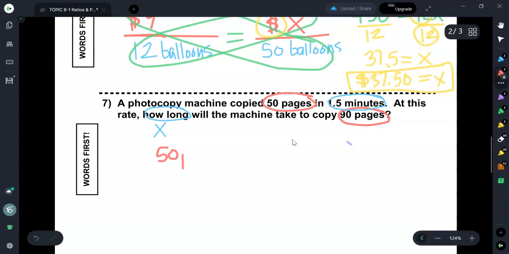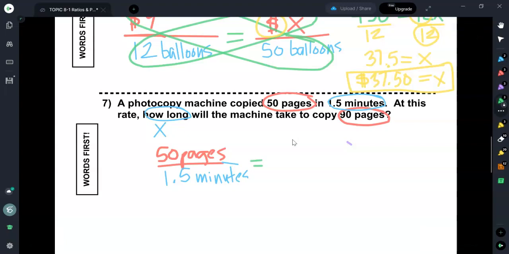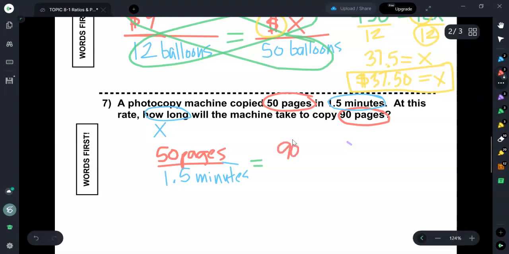50 pages. I wish my kids would quit yelling. I'm so sorry. 50 pages took 1.5 minutes, right? And those of us that are teachers know that this is absolutely impossible because we've all worked with wonderful copy machines. That would be awesome if that's how much time it took. And let's look at what we should have on the other side. Well, pages is on top, minutes is on the bottom. So 90 pages should take how many minutes? We don't know.